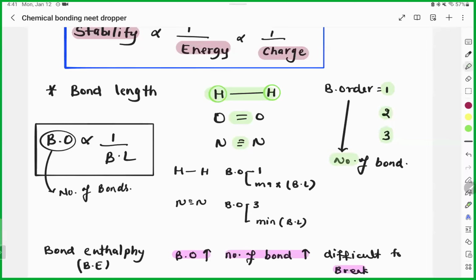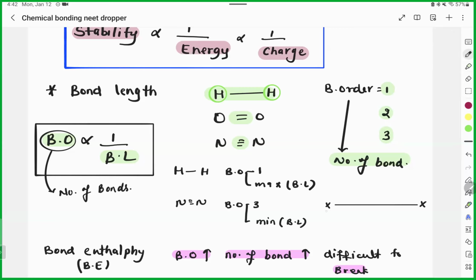Whenever there is a higher bond order, for example the nitrogen triple bond is extremely stable, because with a triple bond the bond length will decrease. Bond length will decrease. Understand? So bond length and bond order are exactly inverse to each other. If the bond length increases, the bond order will decrease.